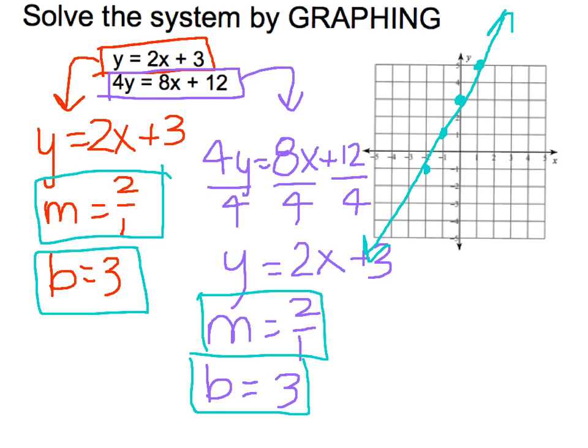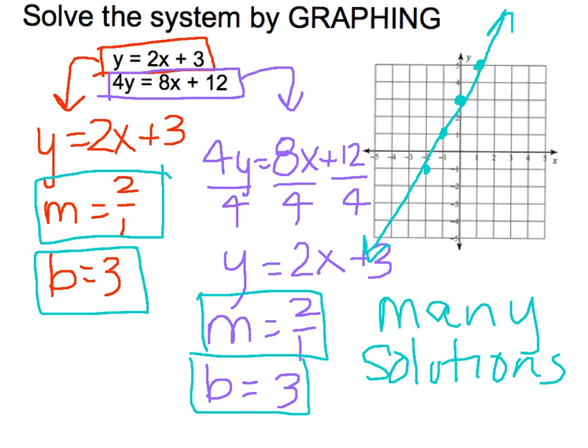Again, both of these graphs are going to graph on the exact same line, so I'm not going to have two separate lines to look at because they have the same slope and the same y-intercept. So when I graph both of these equations, I essentially get one line. And what that means is this system has infinitely many solutions. So instead of writing an ordered pair for your answer, you're just going to write many solutions. So that is my final answer.